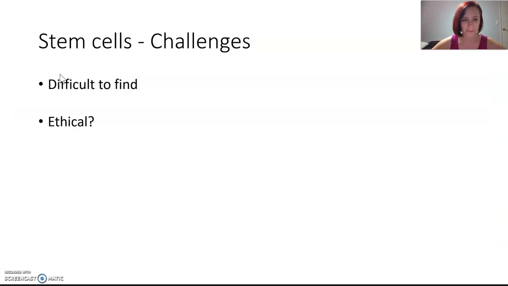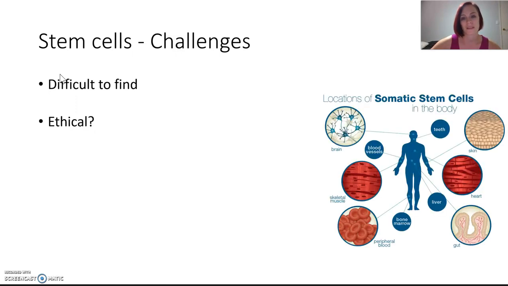Now, stem cells come with a lot of challenges, okay? They are difficult to find to start with, and we always consider our ethical situation when we're talking about stem cells. Stem cells can be embryonic or they can be adult. They either come from an embryo, which means we haven't quite formed the rest of the organism yet, we just have the bundle of undifferentiated cells, or they can be adult stem cells. Adult stem cells are also known as somatic stem cells, and they're found throughout the body.